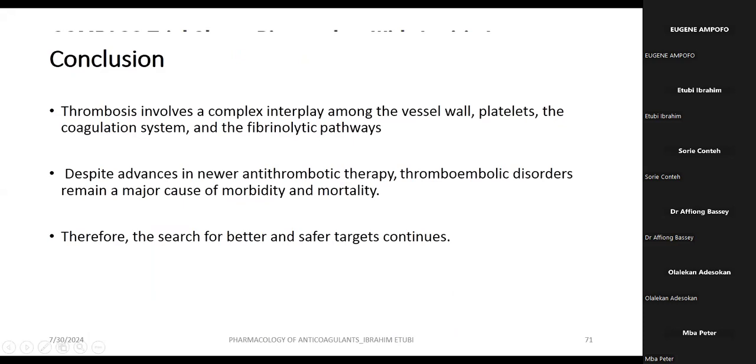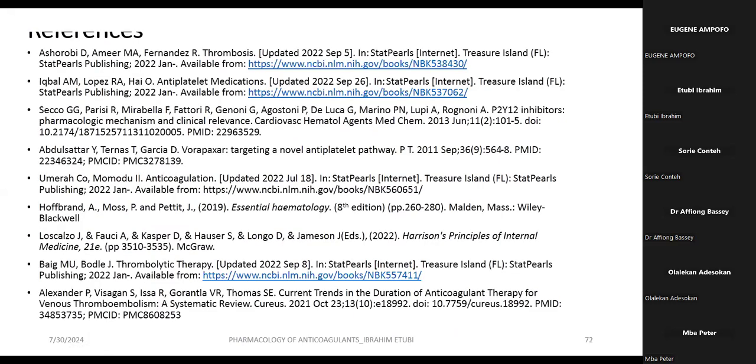So concluding now, thrombosis involves a complex interplay among the vessel wall, platelets, the coagulation, and fibrinolytic systems. And then despite advances in newer antithrombotic therapy, thromboembolic disorders remain a major cause of morbidity and mortality. Therefore, the search for better and safer targets continues. These are my references. Thank you for listening.